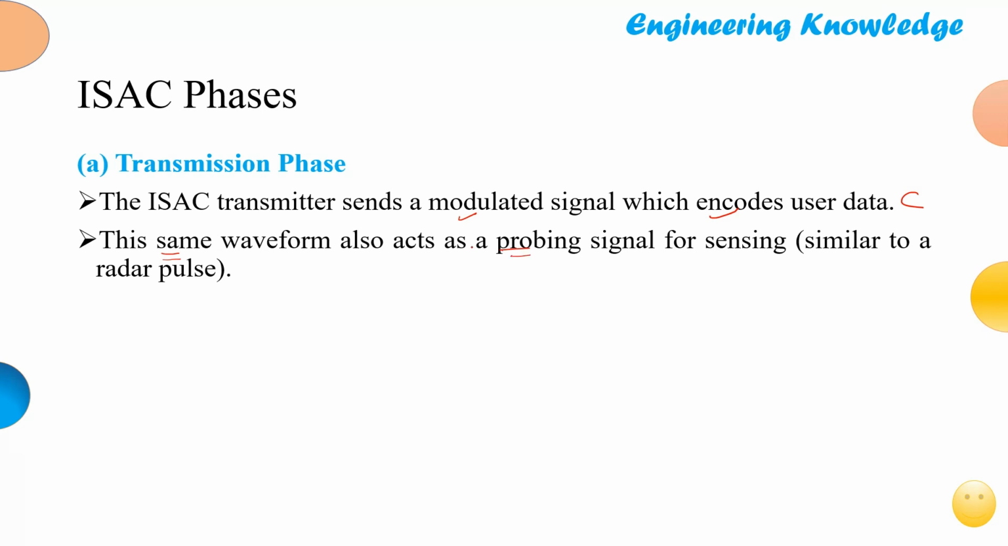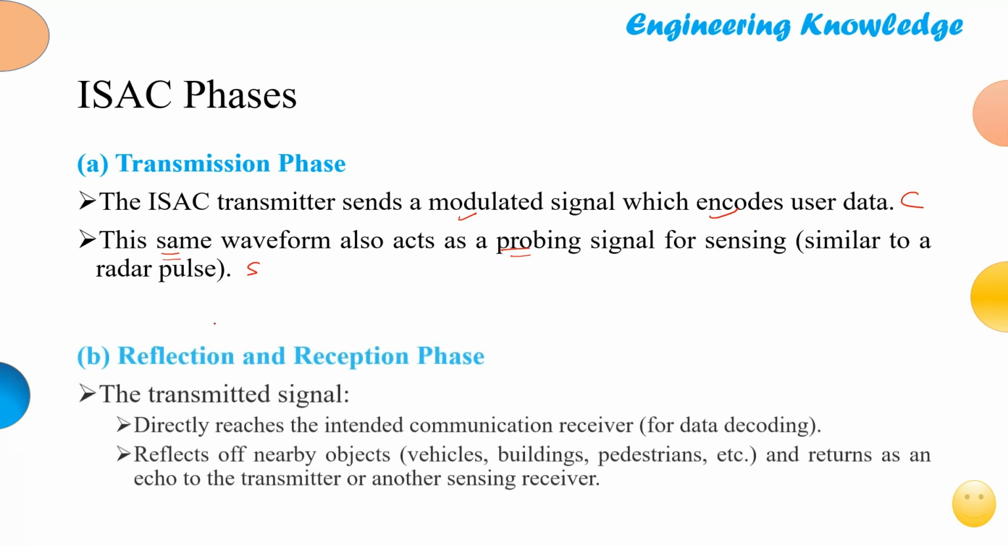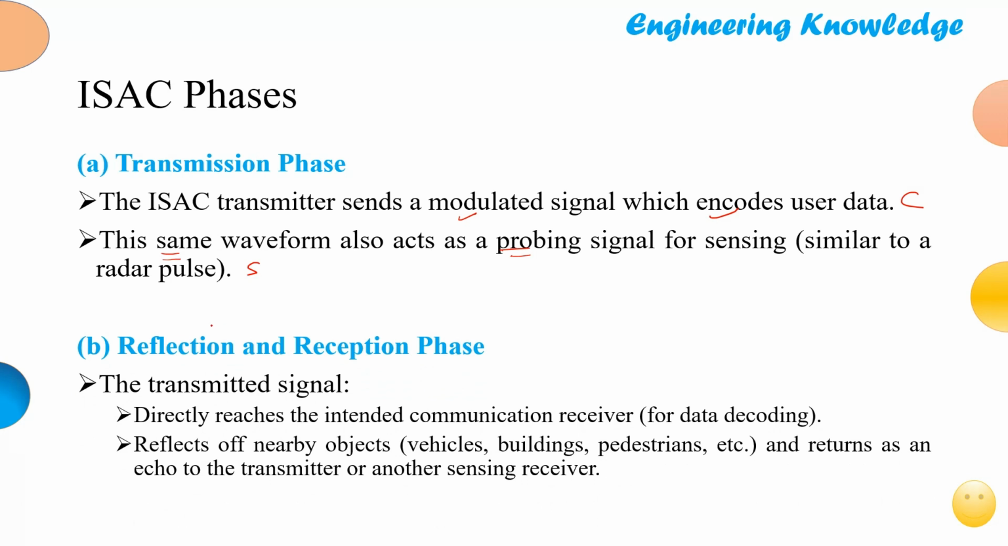Why probing? Because it is going to sense the target, and this is for sensing purpose. So this is my first phase, which is called the transmission phase. The second phase is reflection and reception. When we talk about reflection, it's about sensing. When we say reception, it's about the receiver.